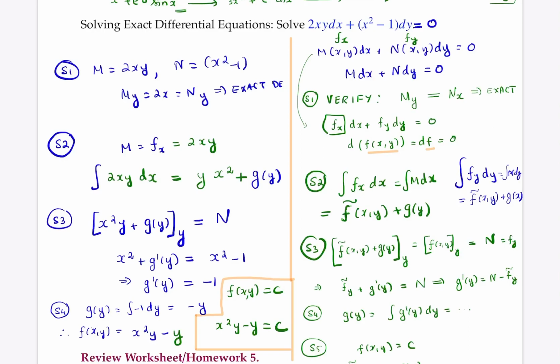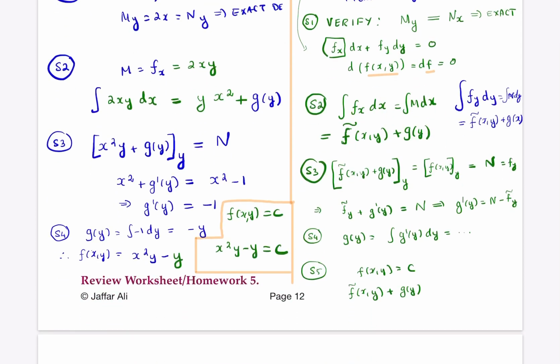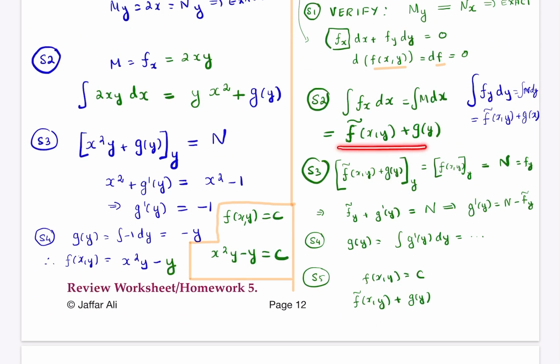Anyway, in this case, we did this with respect to x, and then once you do that, you're going to have the f tilde, what I call f tilde, and then you're going to have plus g of y. That's your arbitrary function of y instead of a constant that we used to in our calculus 2. Then you find the derivative of that with respect to y, and you set it equal to N. When you set it equal to N, then you simplify. That's going to give you g prime of y.